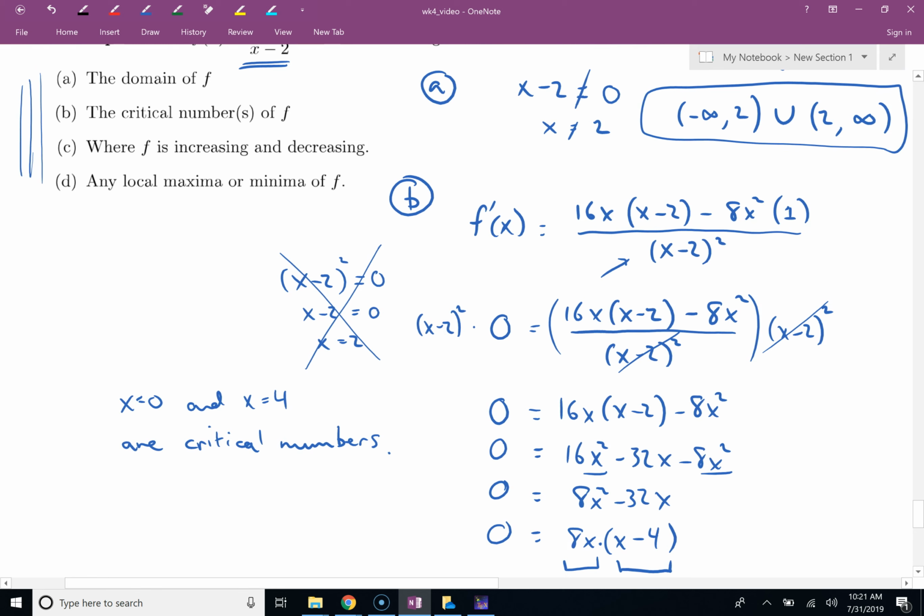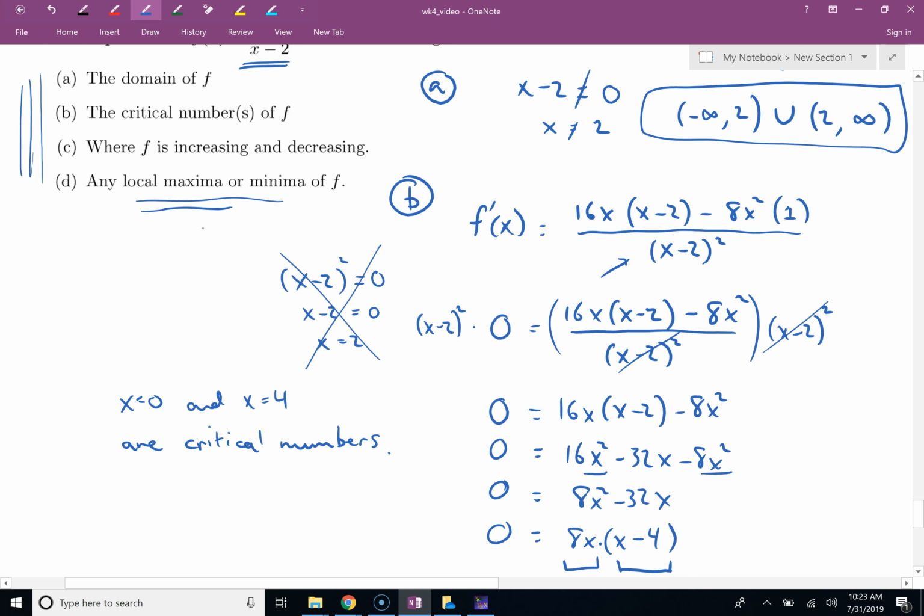Now, I've seen some problems where you have to classify these. In fact, we have this as our part D down here. So we're going to classify these critical numbers in just a little bit, and we're going to use this fact about where it's increasing and decreasing to help us do that. So let's move on to part C here.